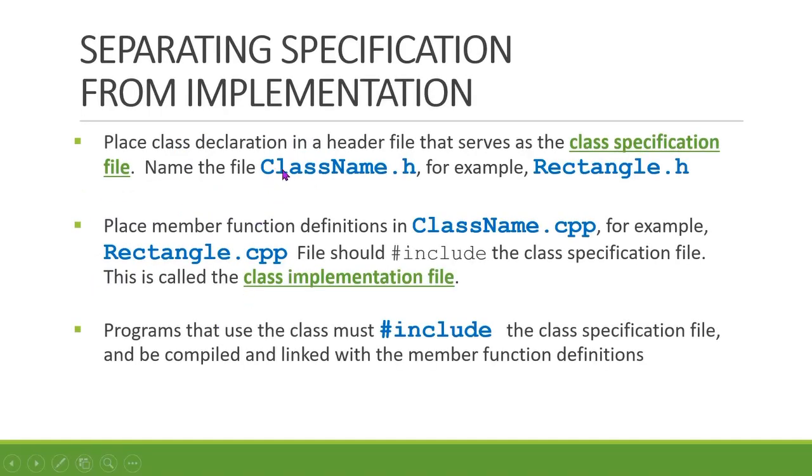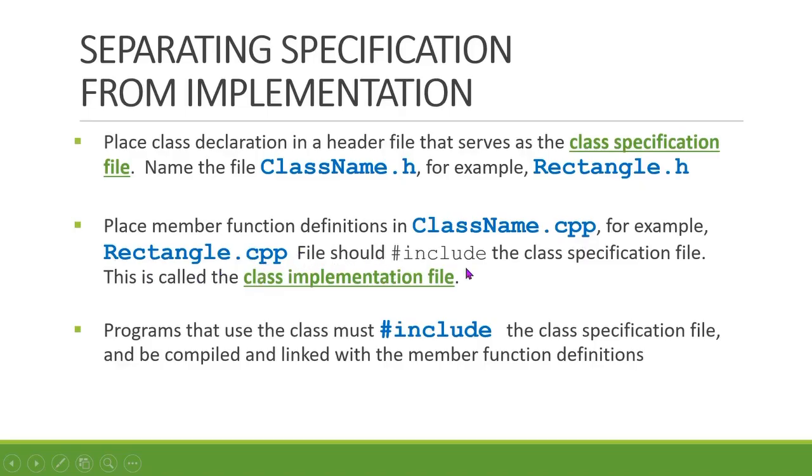The class declaration should be in a header file, and the header file should be named the exact same thing as the class name. This is called the class specification file. So for the rectangle class, we created rectangle.h. Then all the member function definitions should be in a source file that is also named the same thing as the class, so classname.cpp. And for our rectangle class, it's called rectangle.cpp. This is called our class implementation file.